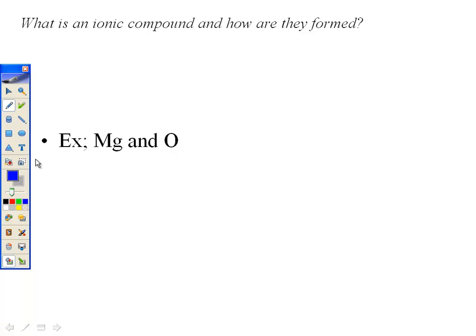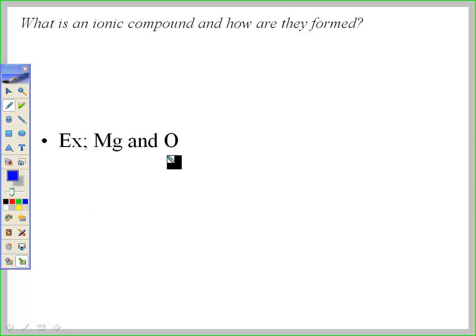So let's take, for example, magnesium and oxygen. And I believe in your notes this is different. Your notes say Na and Cl. And I'd like for you to change that. Change it to Mg and O. So you can see here that we've got a metal and a non-metal. So that gives us an indication that we would form an ionic bond. And magnesium has an electronegativity of 1.2. Oxygen has an electronegativity of 3.5. And that is a difference of 2.3, which means this is going to be an ionic bond.